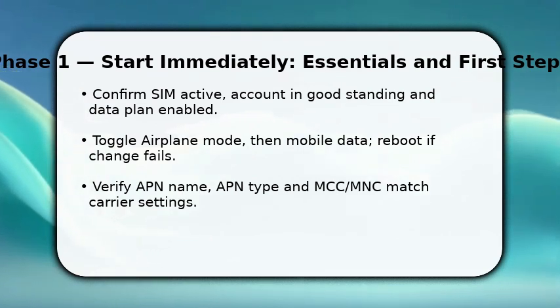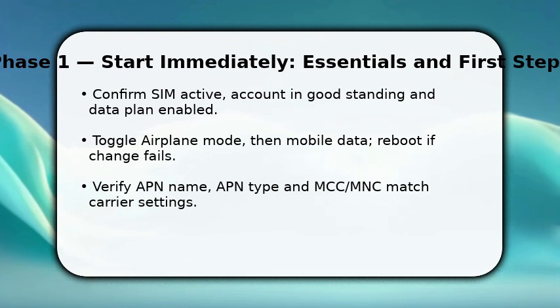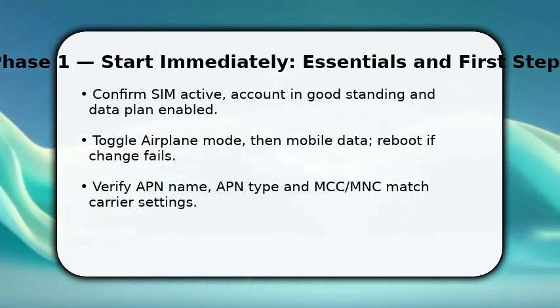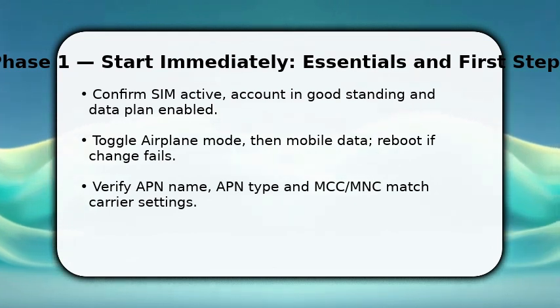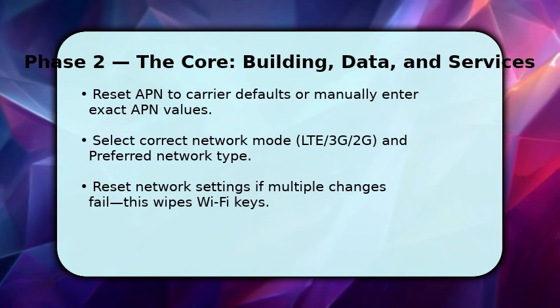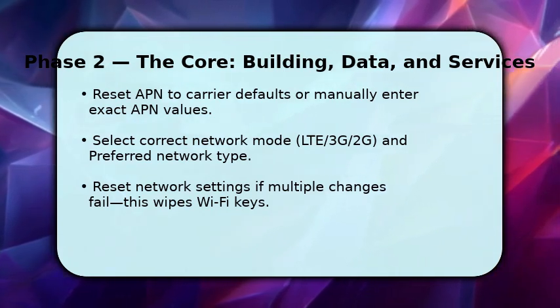If that doesn't reconnect, check the access point name settings. Incorrect APN values prevent cellular data. You do this now to avoid wasted steps later. Now you focus on APN and network mode because those are common failure points.